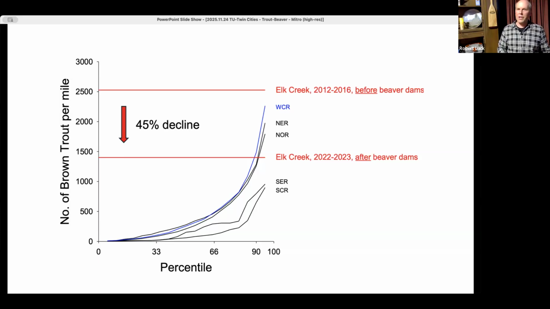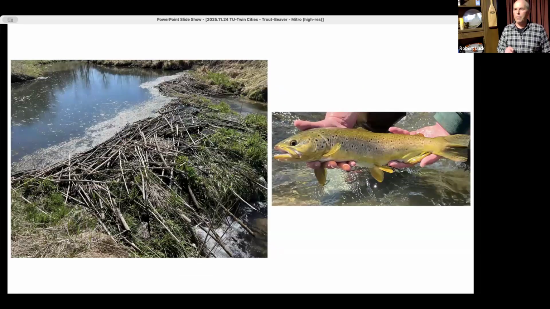So if you're an angler going to Elk Creek, you're still going to catch trout. There's probably a lot more in there than you think, given how difficult it can be to catch brown trout in some of these streams. But the numbers are quite a bit lower than what they had been. But the biggest change that happens in the stream happens to the bigger trout.